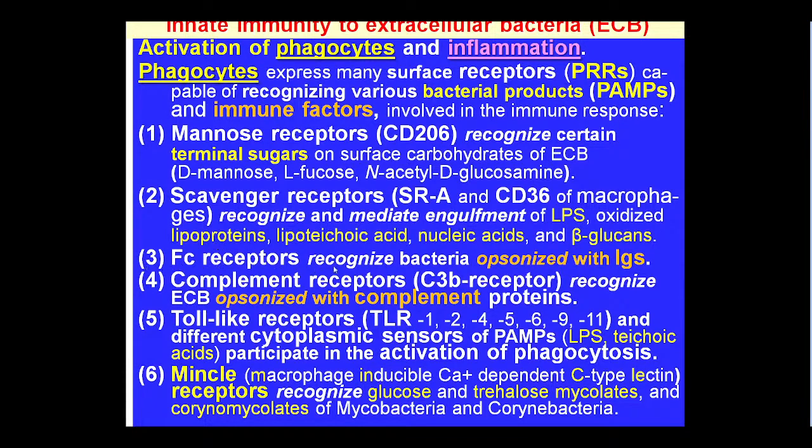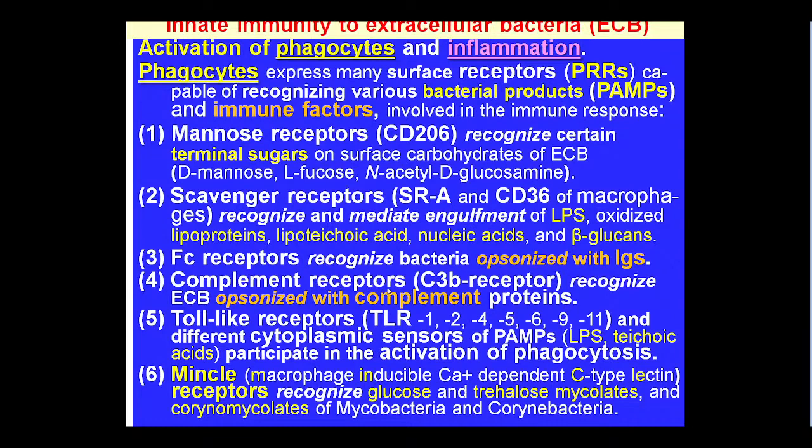Third, Fc receptors recognize bacteria opsonized with immunoglobulin G or immunoglobulin M. Fc receptors are very important because they react with immunoglobulins, and immunoglobulins label bacteria, making them visible for cells. This is realized through the binding of antibody that previously reacted with the antigen to the Fc receptors of macrophages, neutrophils, dendritic cells, and many other immune cells.